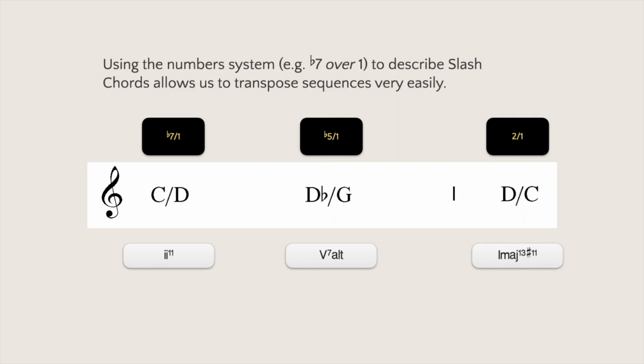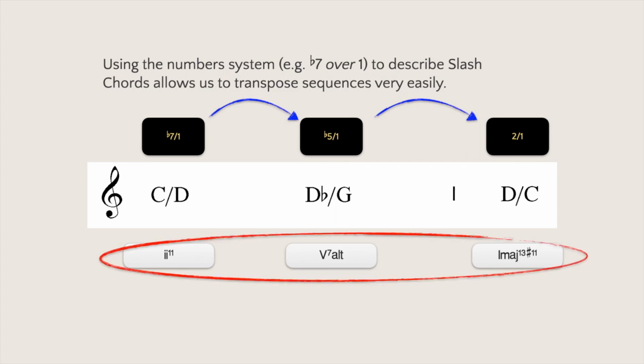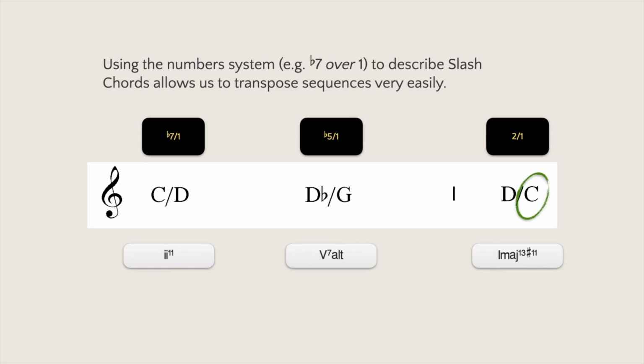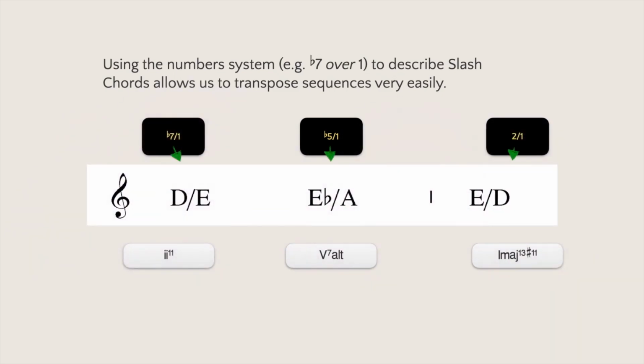We now know that flat 7 over 1 to flat 5 over 1 to 2 over 1 can work with a 2-5-1 sequence, with some nice extensions added. This sequence has a tonal centre of C. If we wanted to do the same sequence in D, for example, we just use the same formula. It's a simple matter of applying the same system on our new tonal center, in this case D.